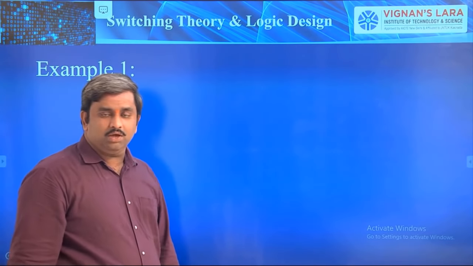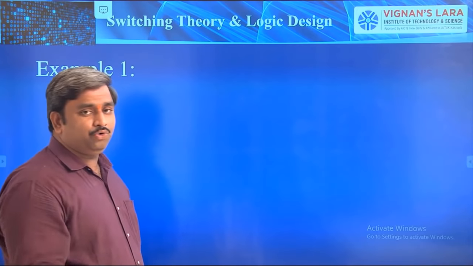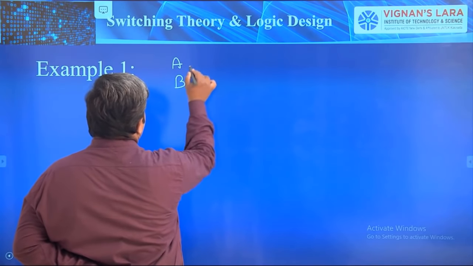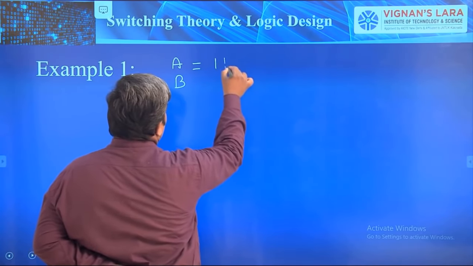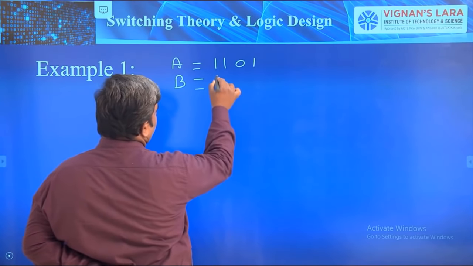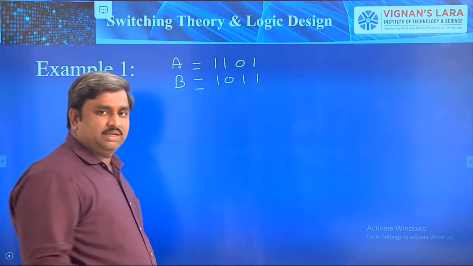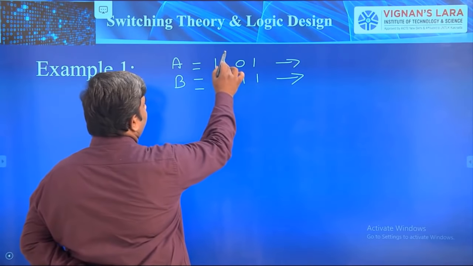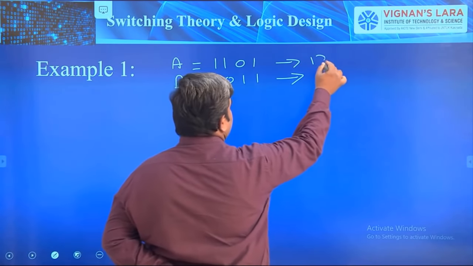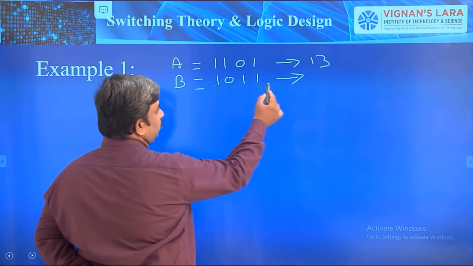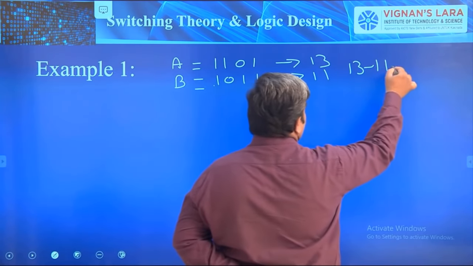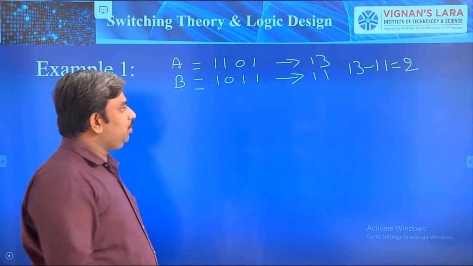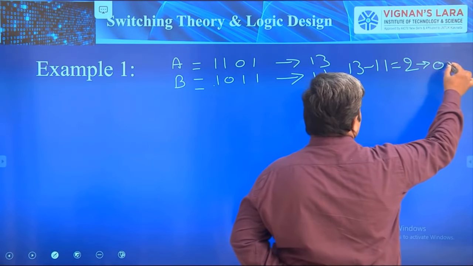So we will see here one example of how to subtract a value. For example, A and B. Here A is equal to 1101 and B is equal to 1011. Some values I have taken. What is the equivalent decimal value? Apply 8, 4, 2, 1. 8 plus 4 plus 1 is equal to 13. 8 plus 2 plus 1 is equal to 11. Okay, 13 minus 11 is equal to 2. This is the value you will have to get at the end. That is equal to 0, 0, 1, 0.